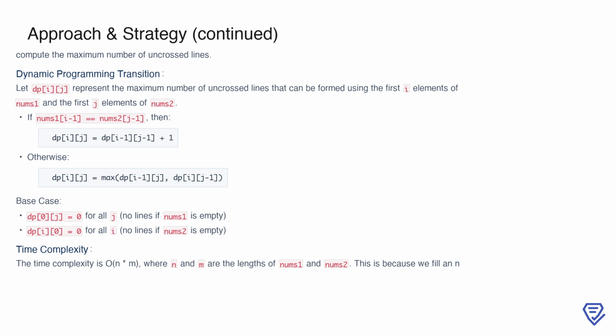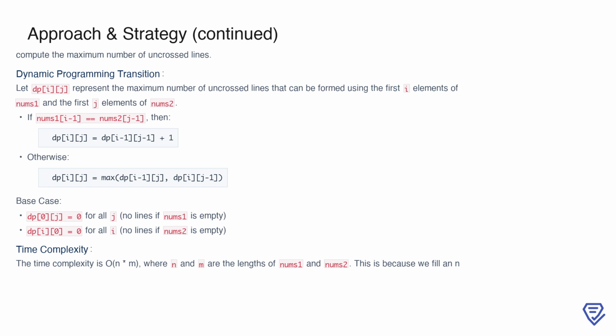To build on this dynamic programming approach, we define dp[i][j] as the maximum number of uncrossed lines that can be formed using the first i elements of nums1 and the first j elements of nums2. The recurrence relation is straightforward: if nums1[i-1] equals nums2[j-1], we can connect these elements, so dp[i][j] becomes dp[i-1][j-1] plus 1.